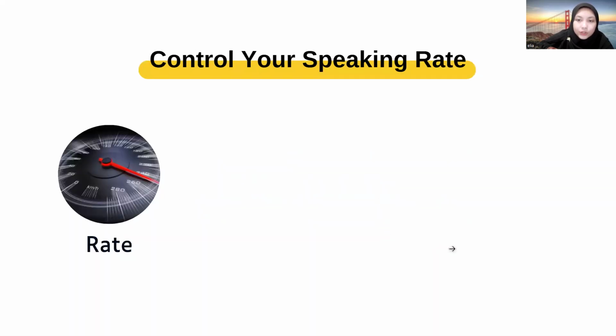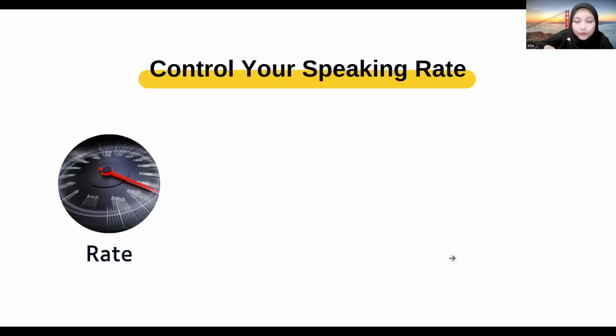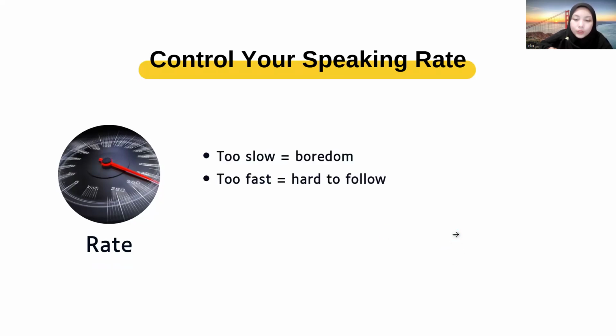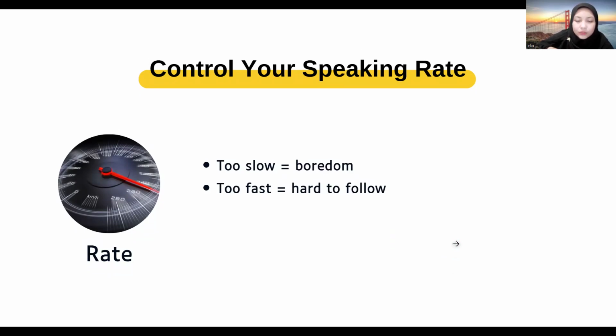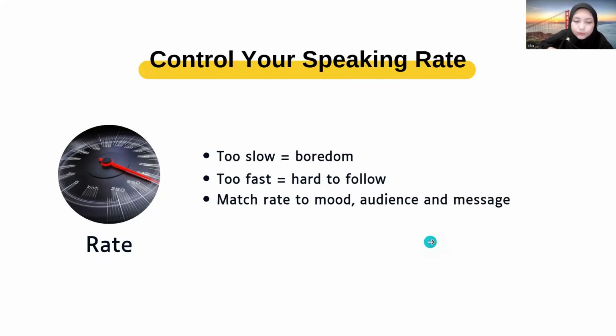And next, control your speaking rate. Rate is how fast or slow you speak. The best rate depends on a few things: your own voice, the audience, the mood you want to create, and the occasion. If you talk too slowly, your audience may get bored or lose focus. But if you talk too fast, they might not be able to follow you. So keep your rate under control.